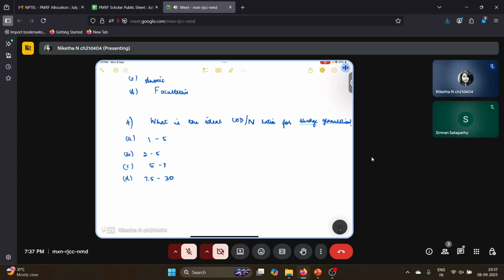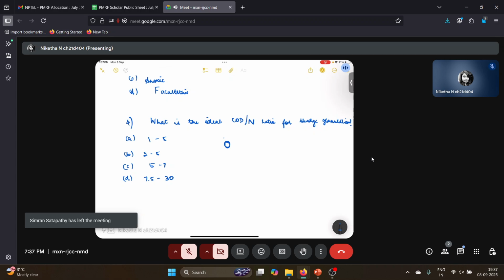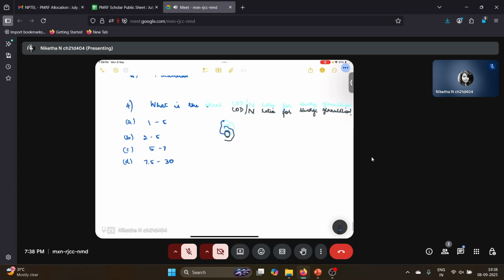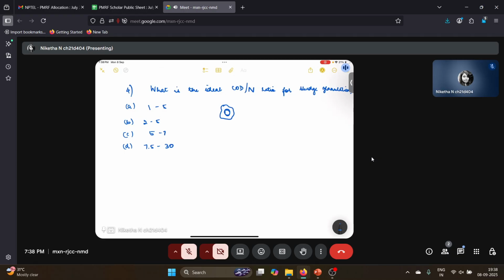So the question is, what is the ideal COD to nitrogen ratio for sludge granulation? Sludge granulation happens when certain particles are present along with microbes, so the microbes will develop a layer. This slime layer is formed over the particle, and once the slime layer is formed, it's something like this.